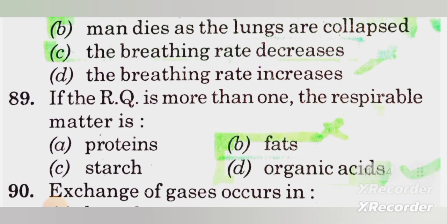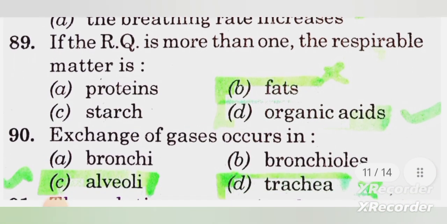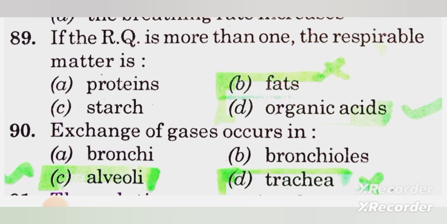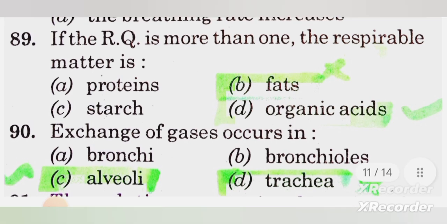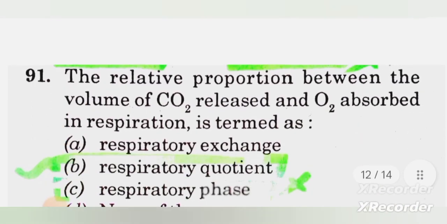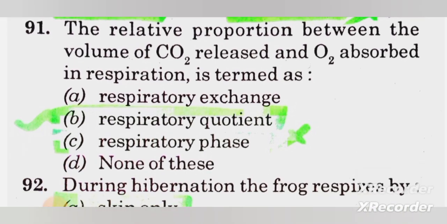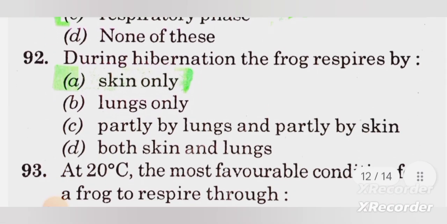Next, 89. If the RQ is more than 1, the respirable matter is, answer D, organic acids. Next, 90. Exchange of gases occurs in, answer C, alveoli. Next, 91. The relative proportion between the volume of carbon dioxide released and oxygen absorbed in respiration is termed as, answer B, respiratory quotient.